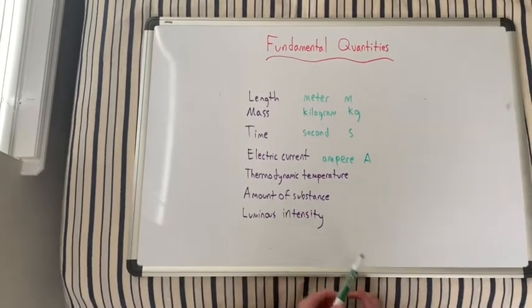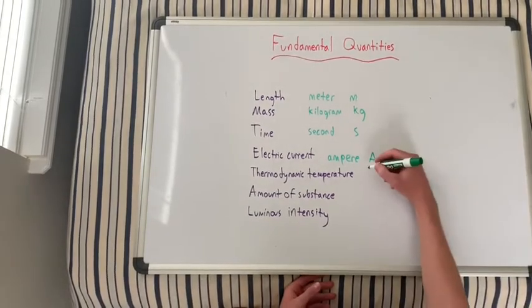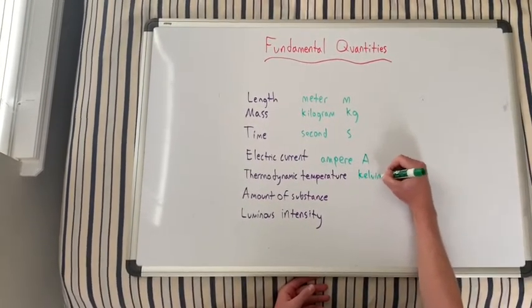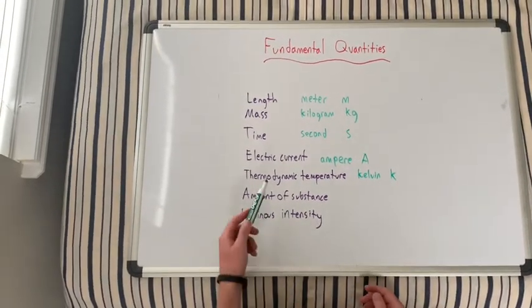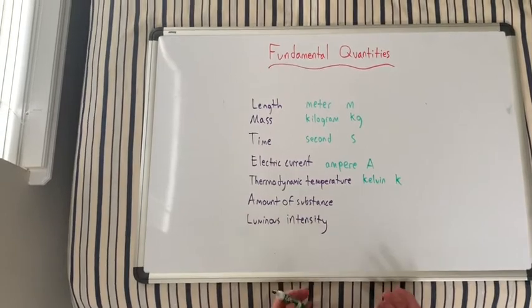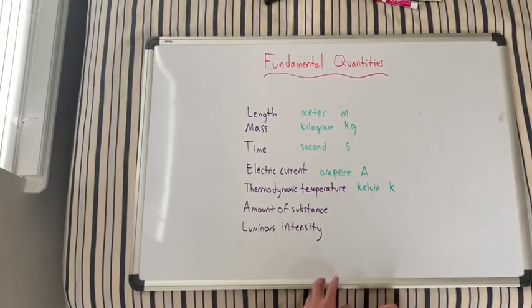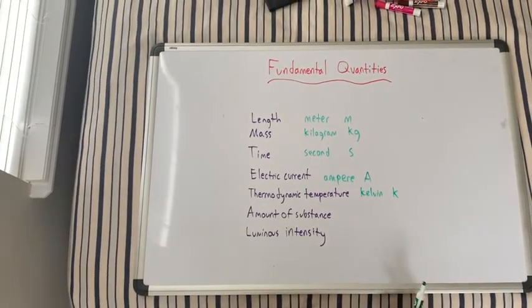So now thermodynamic temperature, it's actually not Celsius or Fahrenheit, it's actually Kelvin, which is abbreviated K. And it's actually interesting, the relationship between Kelvin and Celsius is that you take any temperature in Celsius and add 273, and that is the equivalent temperature in Kelvin.